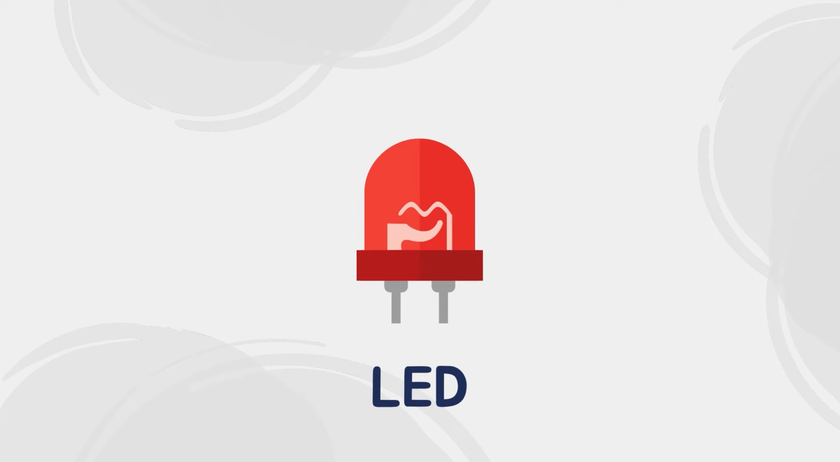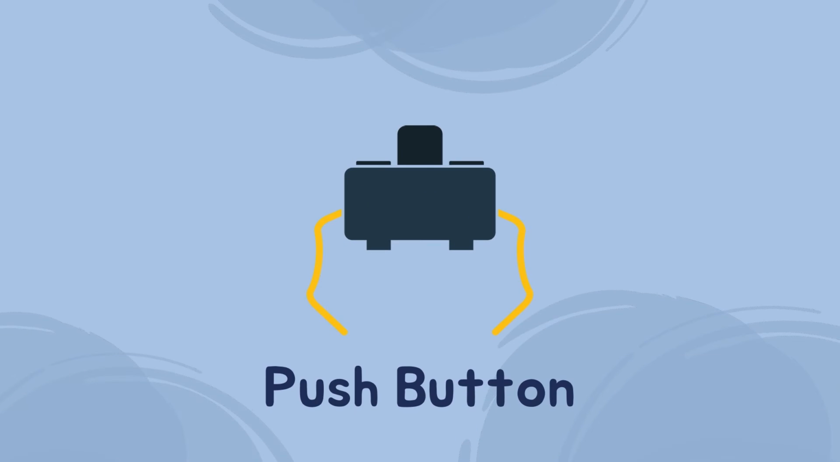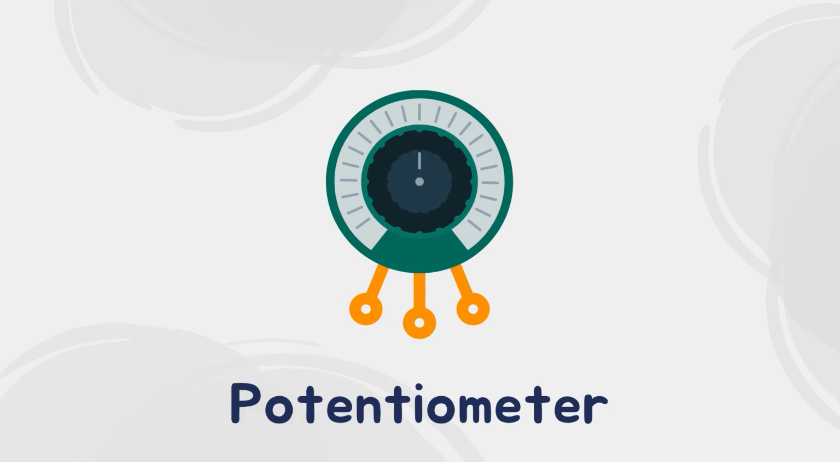This is an LED. An LED is a light-emitting diode. An LED has two terminals, positive and negative. The electrical current can only flow in one direction, from the negative to the positive. This is a push button. It has four terminals.